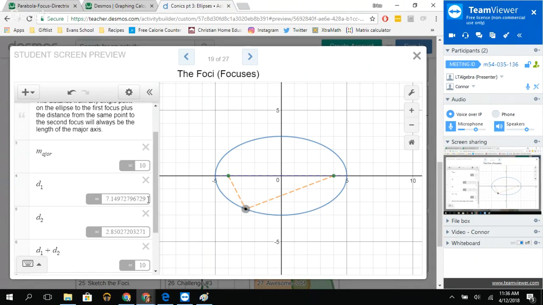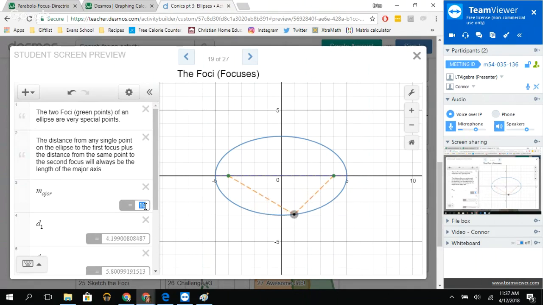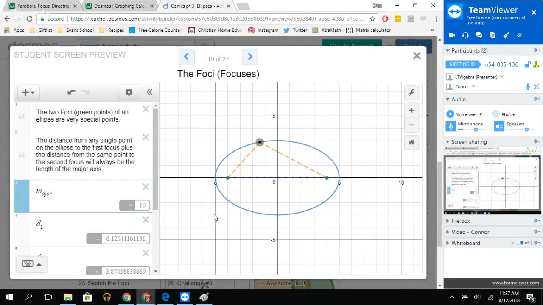All right, so what if I change this to 12? Oh, right, it won't let me. It won't let me break the program. All right, so I can't change it, but that just kind of shows you how an ellipse is formed versus a circle in this relationship. And it's way easier for me to show you on Desmos than for me to try to draw it.